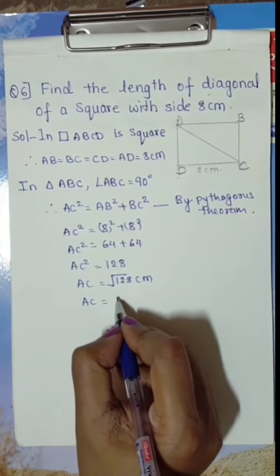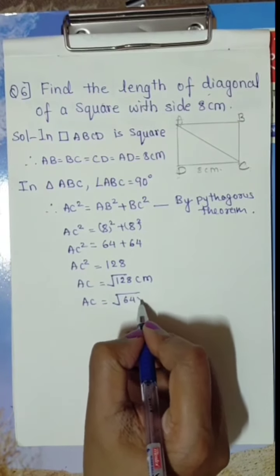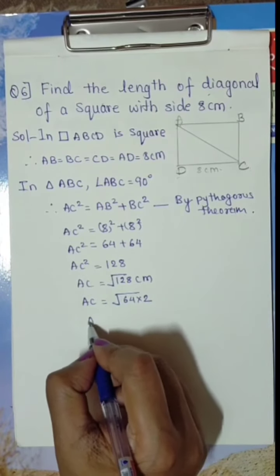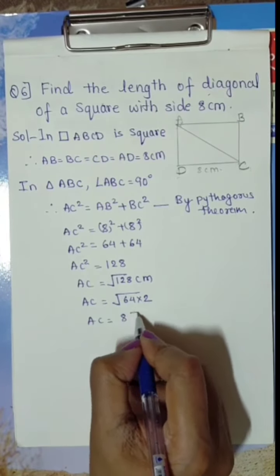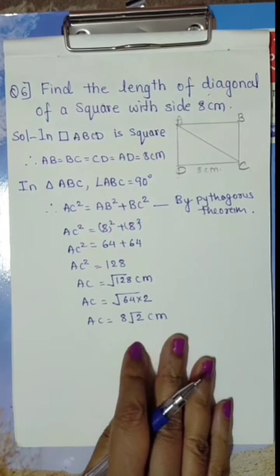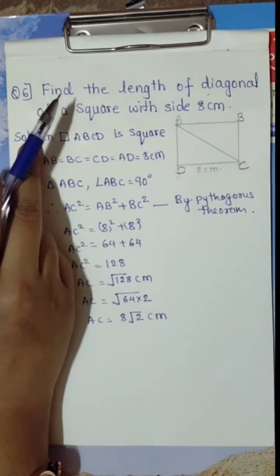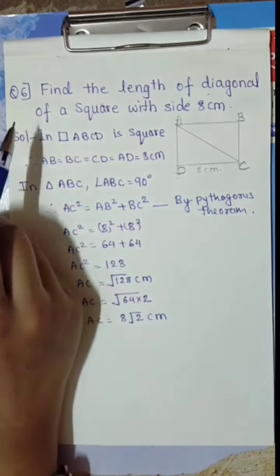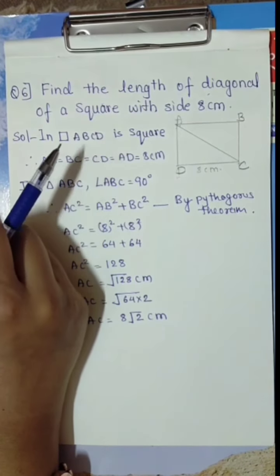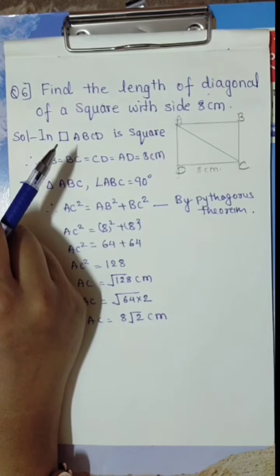Now AC is equal to the square root of 128. Now again AC is equal to 8 root 2 centimeter. This is our answer for question number 6. I hope you understood. Now we are going to solve question number 7, that is the last sum of practice set 8.2.